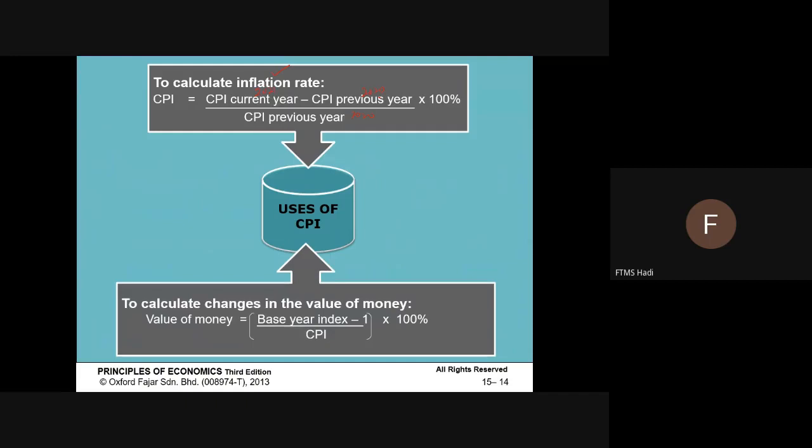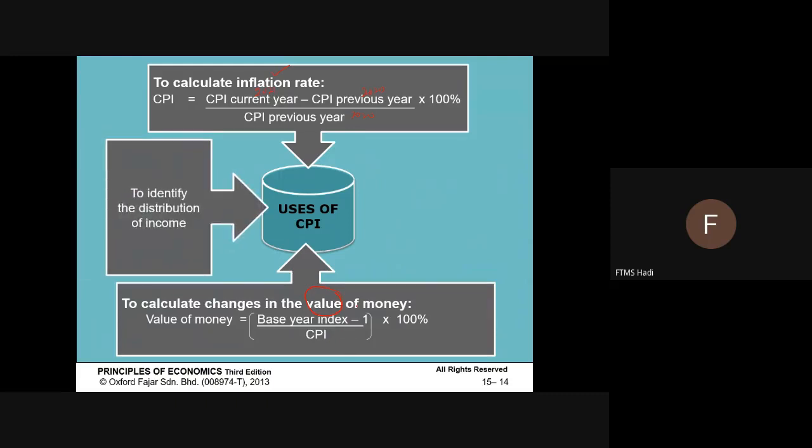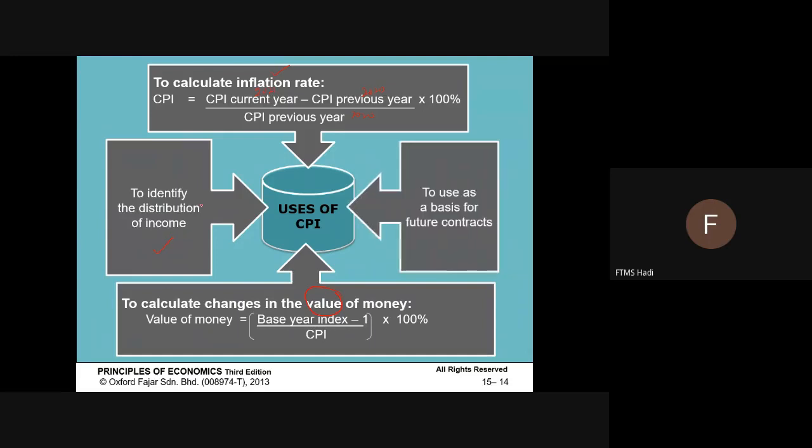And then to calculate changes in the value of money, because remember, the value of money can differ from time to time. Base year index minus 1 divided by CPI multiplied by 100. To identify the distribution of income, because we want to see the gap between the richer and the poorer. And the last one, to use as a basis of future contracts, because the price is an indicator to make analysis for future prices.